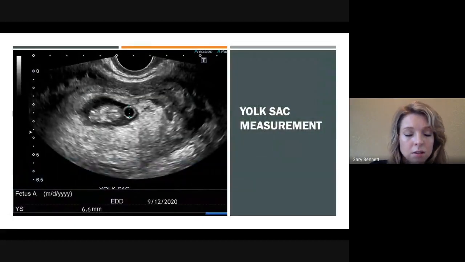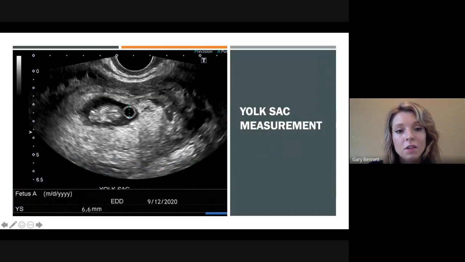Yolk sac. Even though I don't feel like this is a super important marker, especially in first trimester and what you guys are going to be doing, it's still something you want to be aware of. This is the yolk sac. It's that nice little echogenic circular structure that you will see within the gestational sac. We do measure it. There's one there.